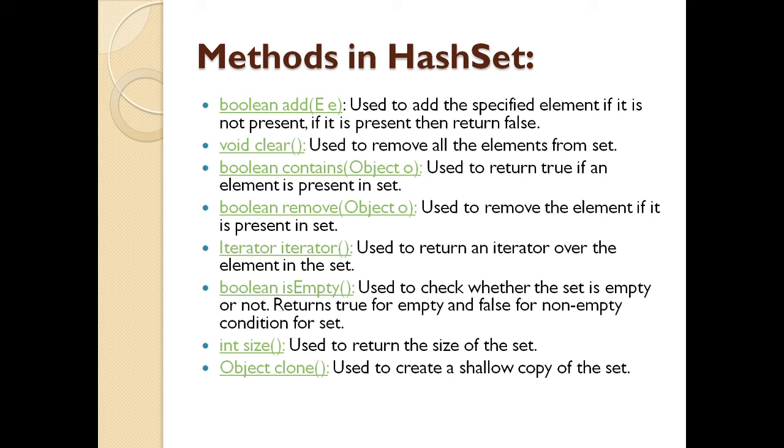Iterator is used to return an iterator over the elements in the set. Boolean isEmpty is used to check whether the set is empty or not. It returns true if it is empty, else returns false. If we want to know the size of the set, we have the method called int size. It will return the size of the set. Object clone is used to create a shallow copy of the set.